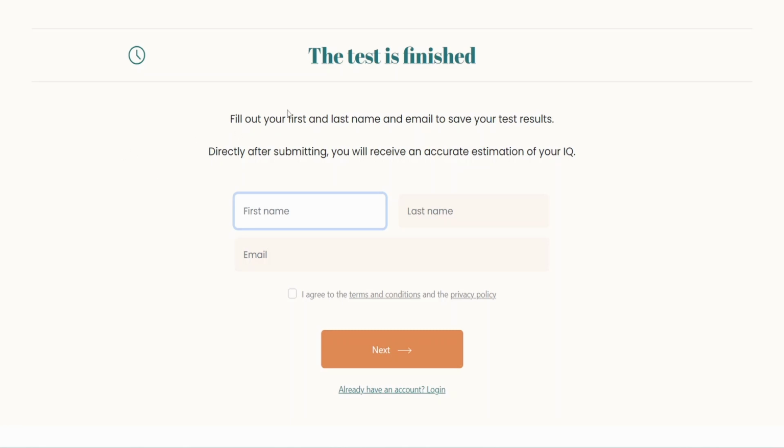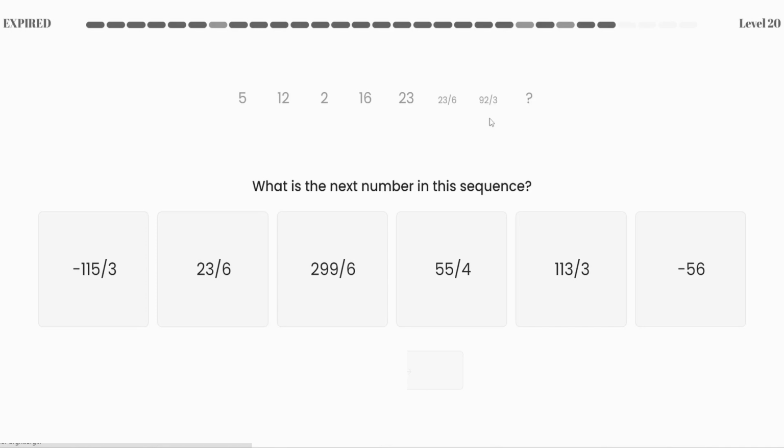The test doesn't give me an instant score, so I guess I have to make an account and we will see. Before looking at the score, I just want to quickly explain this puzzle. So we have the sequence 5, 12, 2, 16, 23, 23 divided by 6, 92 divided by 3, and question mark. So first we take plus 7. 5 plus 7 is 12. Then we divide by 6. 12 divided by 6 is 2. Then we multiply by 8. 2 multiplied by 8 is 16.